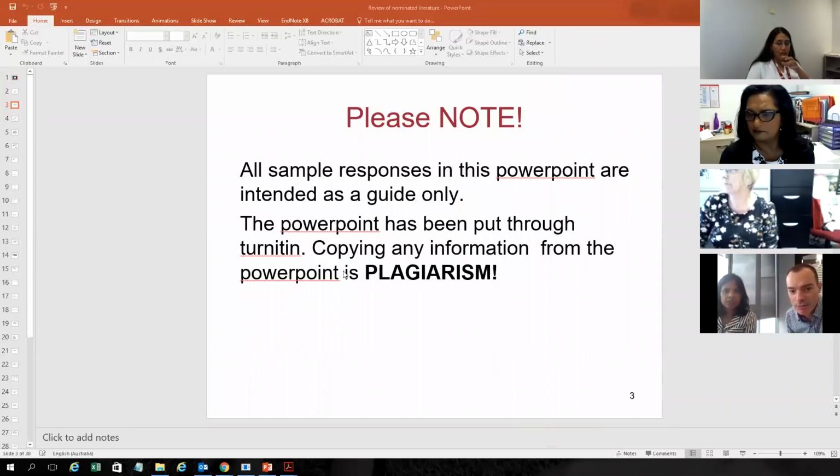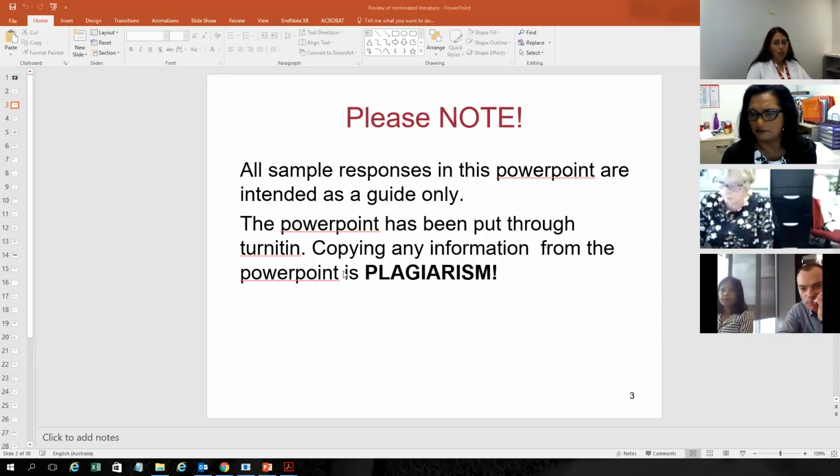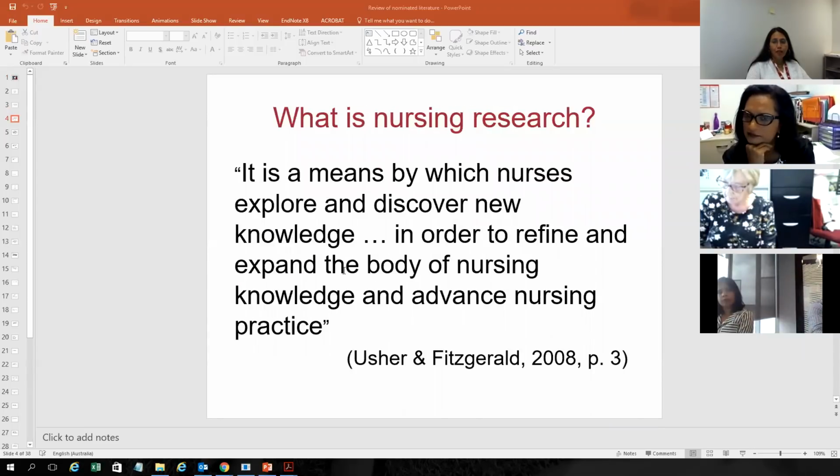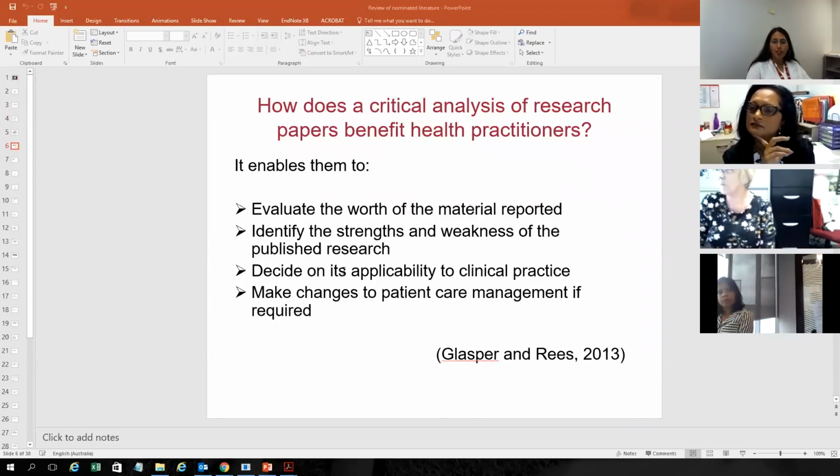Now, before we actually get into this assessment, please remember the PowerPoint that we're going to view today has been put through Turnitin. So copying any information from the PowerPoint is plagiarism. We will be showing you some sample responses, but they are to be used as a guide only. You need to come up with your own answer. We might skip a few of the initial slides and start with this slide.